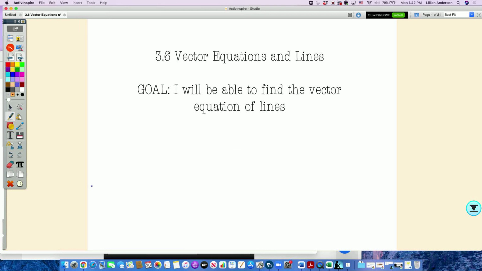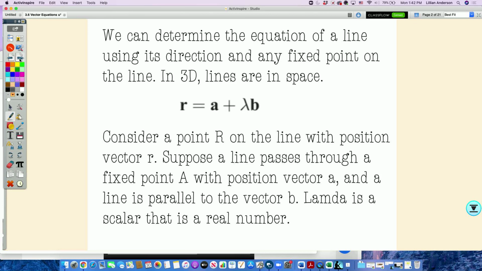So starting out, we can determine the equation of a line using its direction at any fixed point on a line. If you think about it, back when you learned how to write the equation of a line, you did 2 points. You put it into y equals mx plus c form, where the m stood for the what? The slope, the gradient. That told you the direction in which that line was heading, and then what would c represent? The y-intercept. That was your fixed point, essentially your starting point.